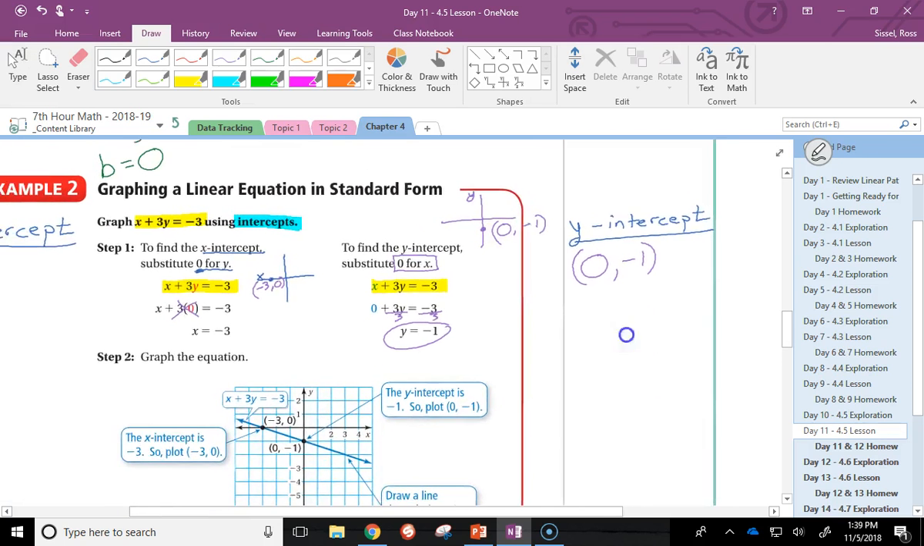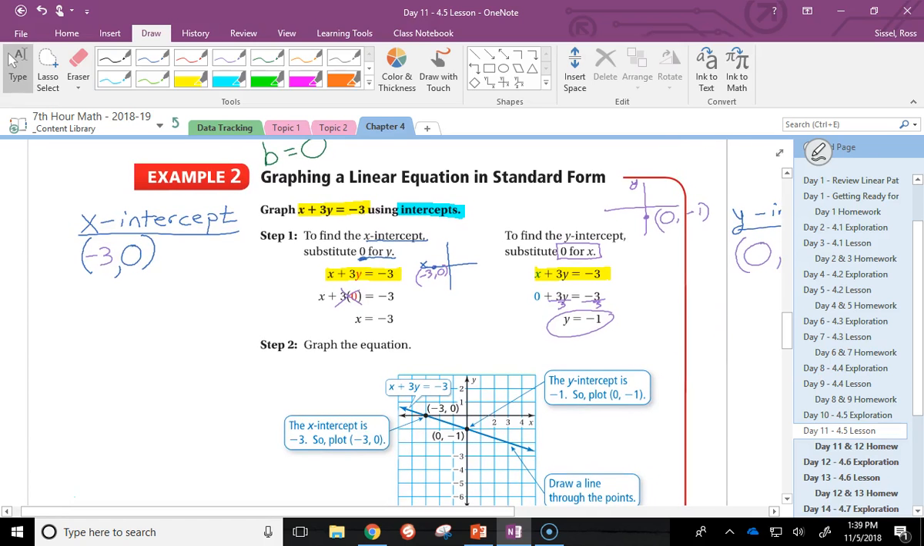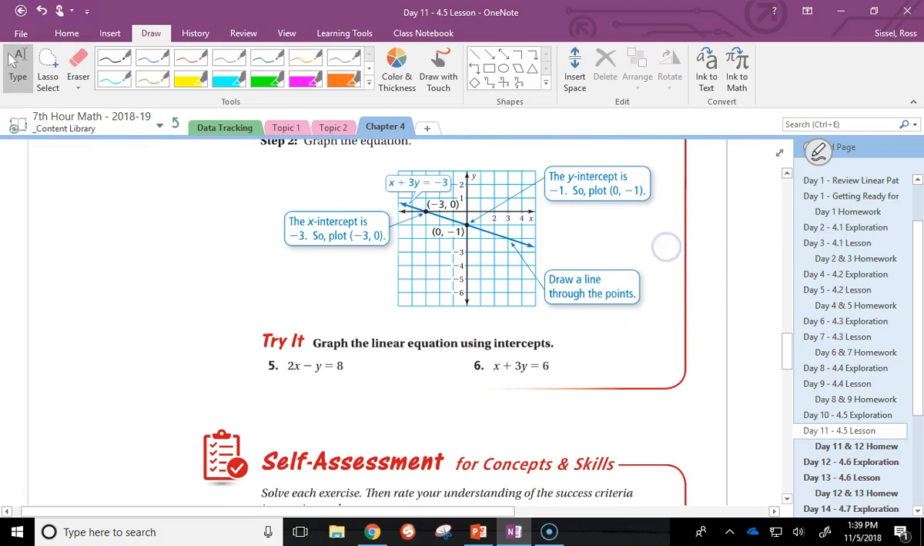We have just found 2 points, our x-intercept and our y-intercept. If you look at how they graph this, here's where they put their x-intercept, negative 3, 0. Here's where they put their y-intercept, 0, negative 1. We can draw a line through these 2 points now. And you are done. That's all you're going to have to do.